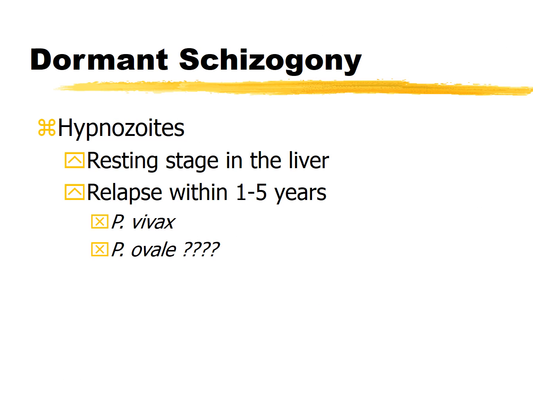Alright, so let's talk about dormant schizogony. This is basically a resting stage that occurs in the liver, and it can result in a relapse within 1 to 5 years after being exposed. It's been noted in vivax. They also thought they had documented ovale cases of this, but now they're beginning to think that this is not correct.